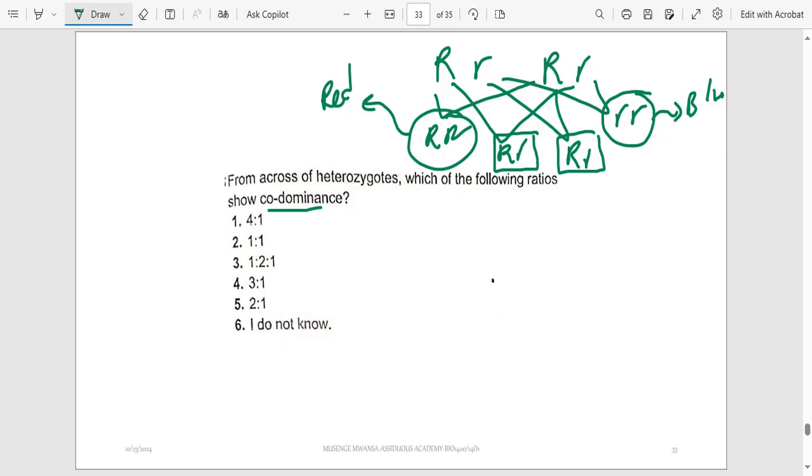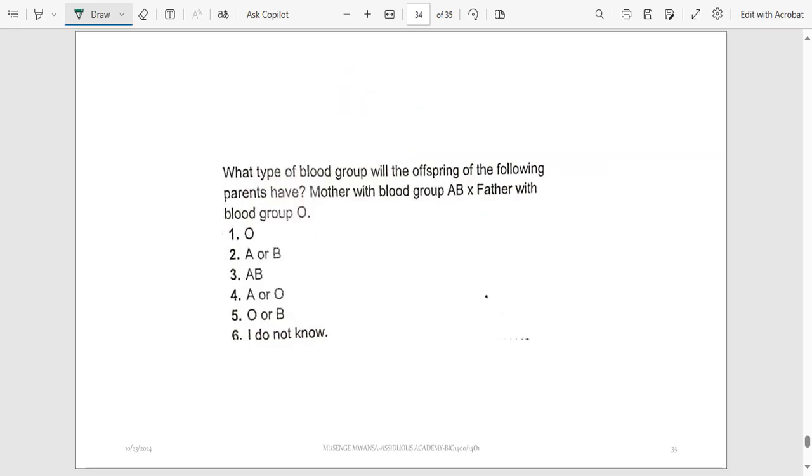So which of the following ratio shows codominance? So in codominance, there's going to be a ratio. You have got 1 which is red, and then you have got 2 which are red and blue, and then you have got 1 that is blue. So it is 1 to 2 to 1. I meant red and blue, not red and white.